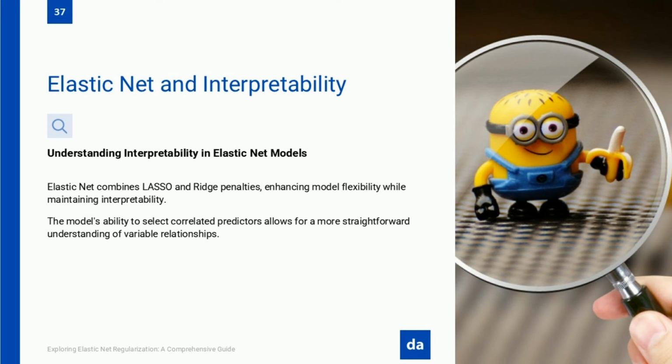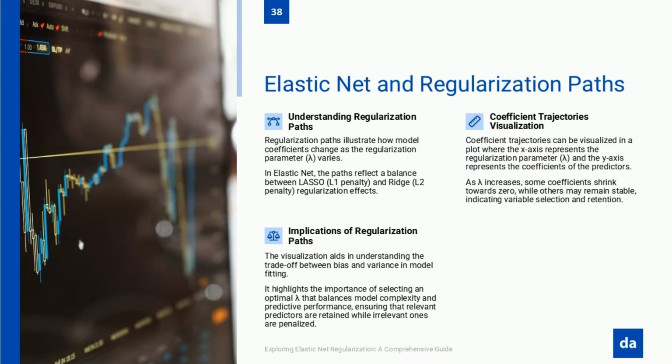Now that we've covered interpretability, let's explore how Elastic Net helps us visualize regularization paths and understand how feature selection evolves. Understanding how Elastic Net selects features isn't just about looking at the final coefficients, it's about seeing how they evolve as the regularization strength changes. That's where regularization paths come in. These paths visually represent how each feature's coefficient behaves as we adjust the penalty parameters, helping us understand which variables remain important and which ones shrink to zero.